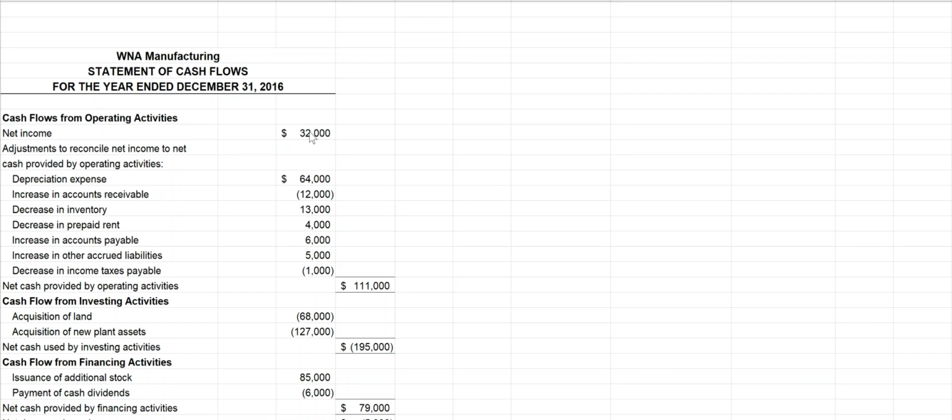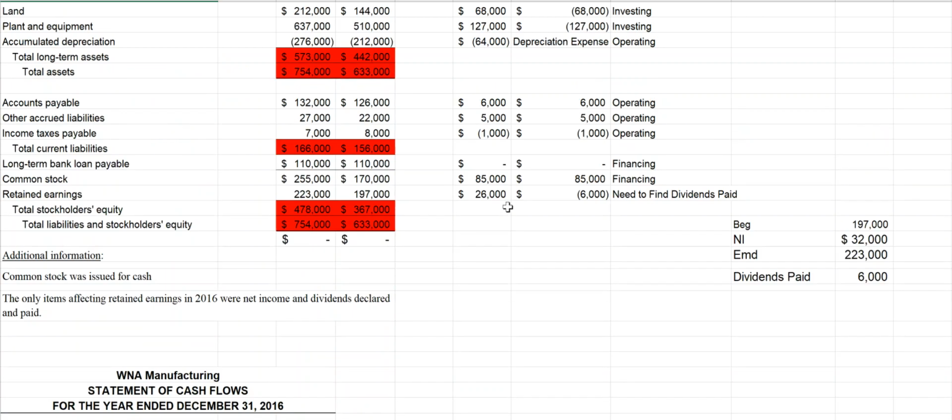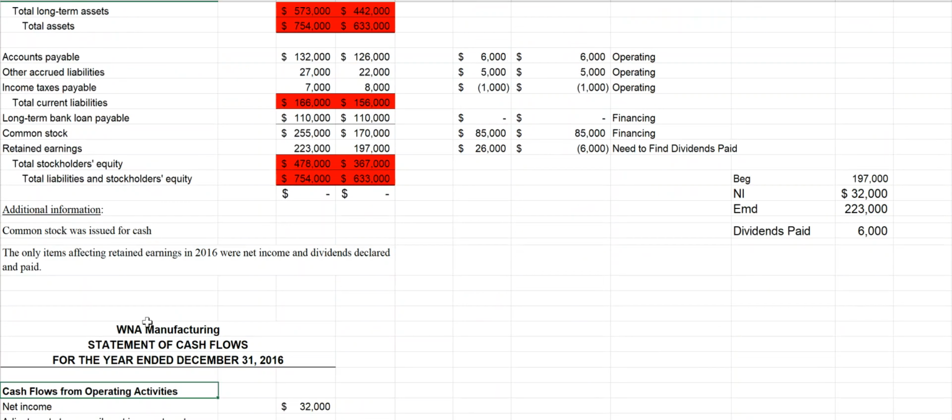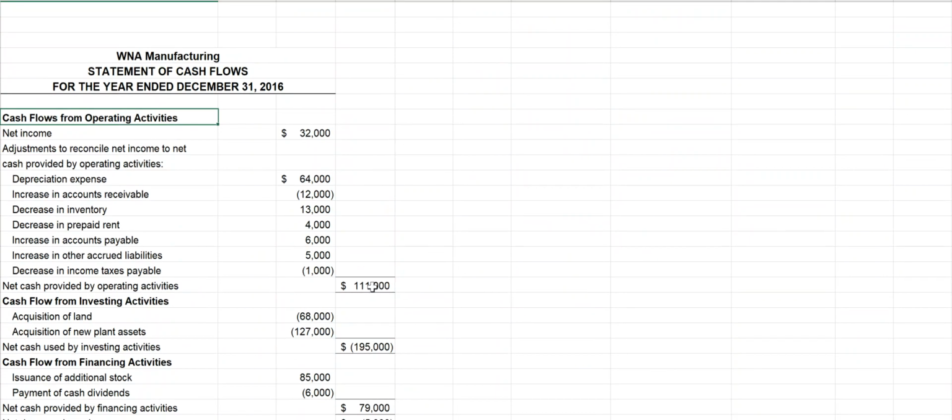And I'm going to take all of the cash flows from operating activities, and that is going to give me my net cash provided by operating activities. So in this case, I'm going to take the $32,000 of net income, the $64,000 of depreciation expense. Then I'm going to take all of my operating expenses listed above and all of the impacts to cash and list those next. So that gives me a total of $111,000 increase from net cash provided by operating activities.